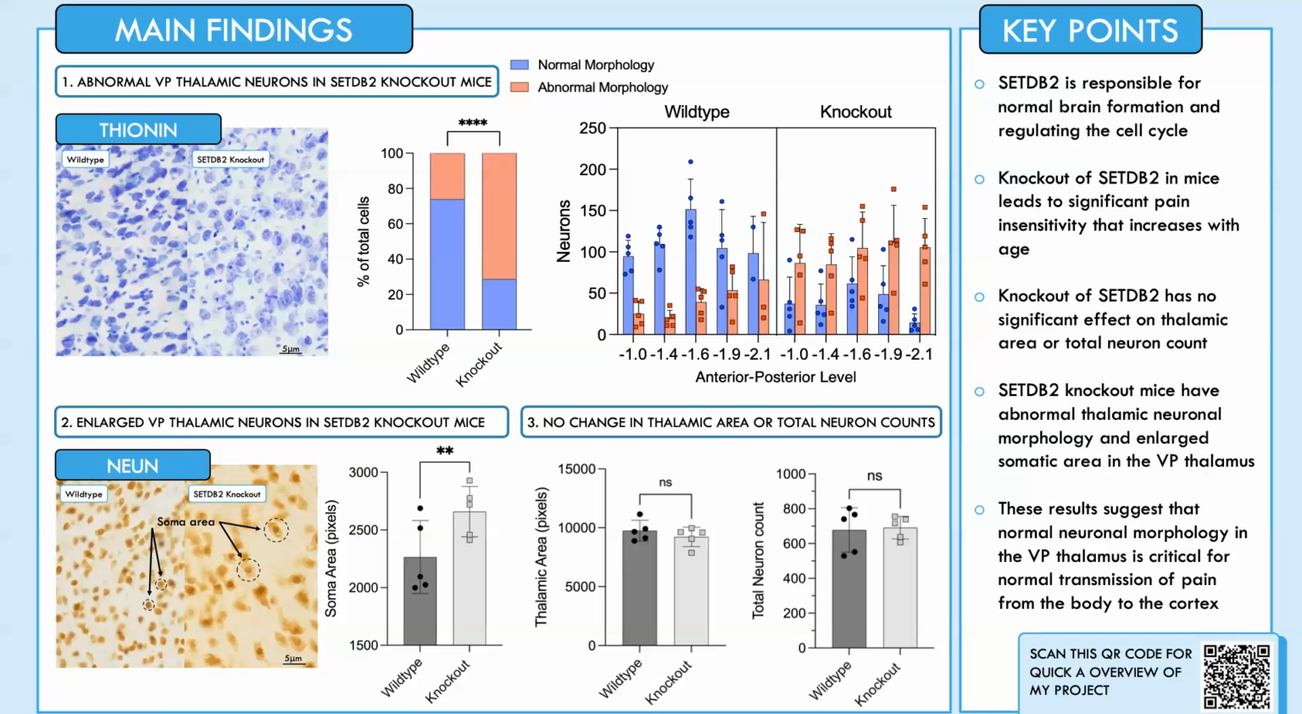Knockout of SETDB2 in mice leads to significant pain insensitivity, but has no effect on the area of the VP thalamus or the total neuron count. However, SETDB2 knockout mice do have a significantly higher number of neurons with an abnormal morphology compared to the wild-type mice. These results suggest that normal neuronal morphology in the VP thalamus is critical for normal transmission of pain from the body to the cortex.